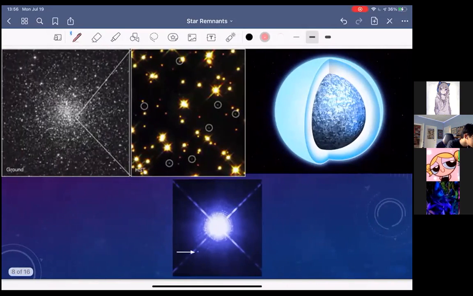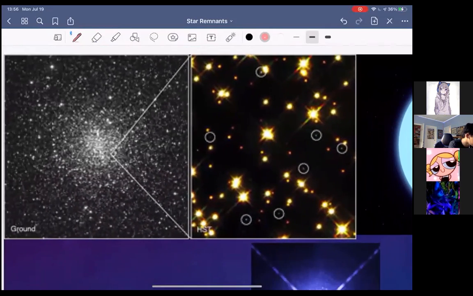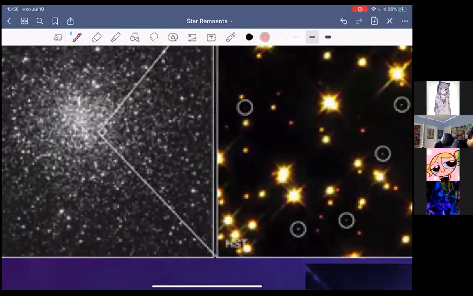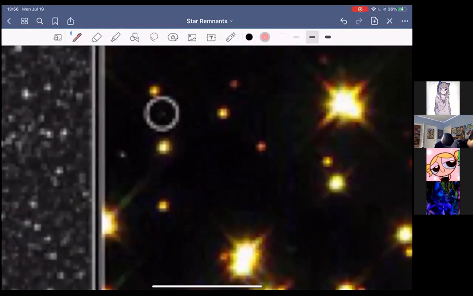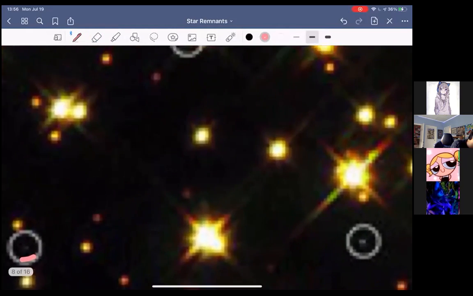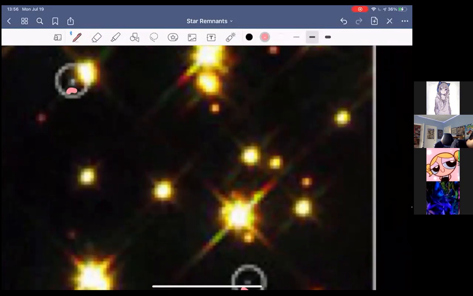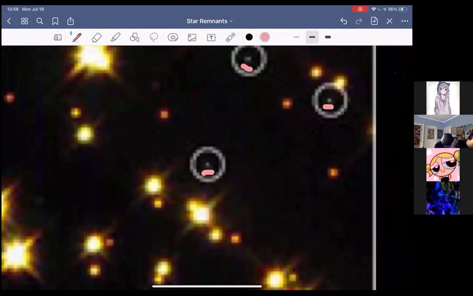Okay. So here are some examples of white dwarfs that we have seen. Here is what we call the M3 globular cluster. A globular cluster is just a group of stars that all formed together. If we zoom in on that globular cluster, we see a bunch of these really faint white dots. I don't know if you can see that. This one's really clear, but these really faint white dots are all white dwarfs.